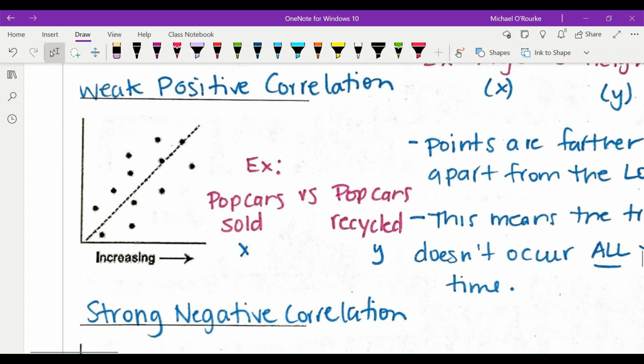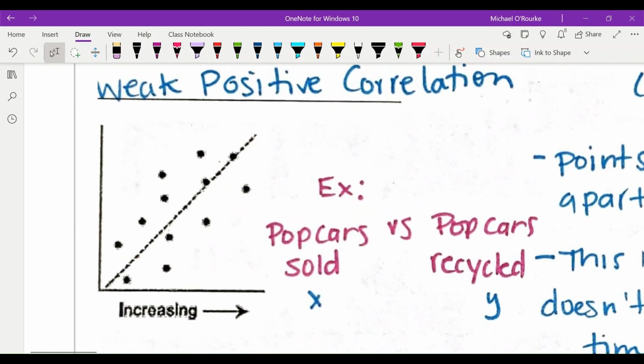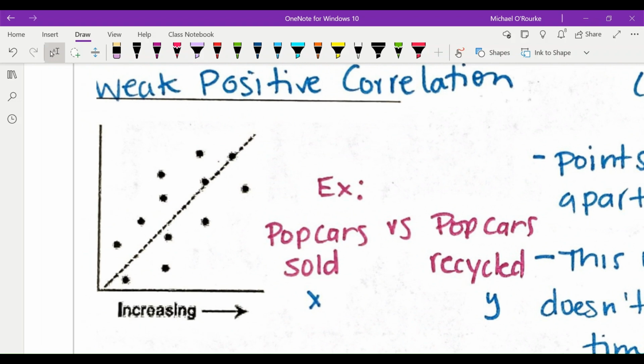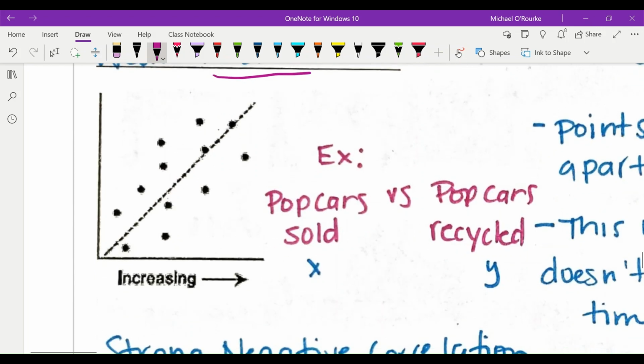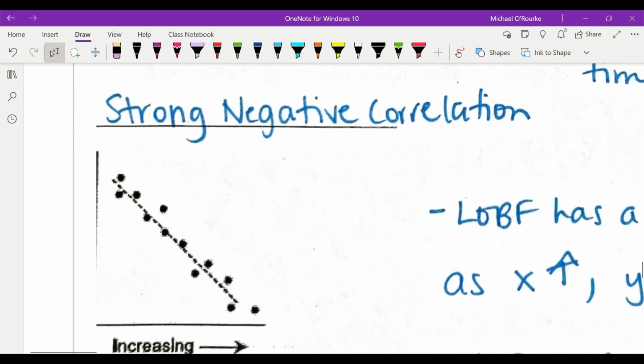Now here we have still a positive correlation because the trend of the dots are going upwards. So we'd have a positive correlation. But then we would have weak because the dots are further out. Right? They're spread out and not quite as tight or consistent. So it'd be a weak correlation. An example of this would be maybe pop cans sold and pop cans recycled. Generally, it's going to go up, but it's not going to be as consistent.